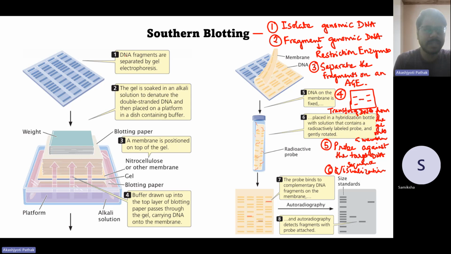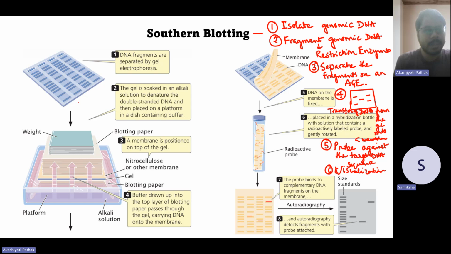Now, once you get the fragments, these fragments are separated by gel electrophoresis. Then from the gel, you have to transfer the DNA onto a nylon membrane or a nitrocellulose membrane. Why is this step required? Why can't you directly add the DNA probe on the gel?